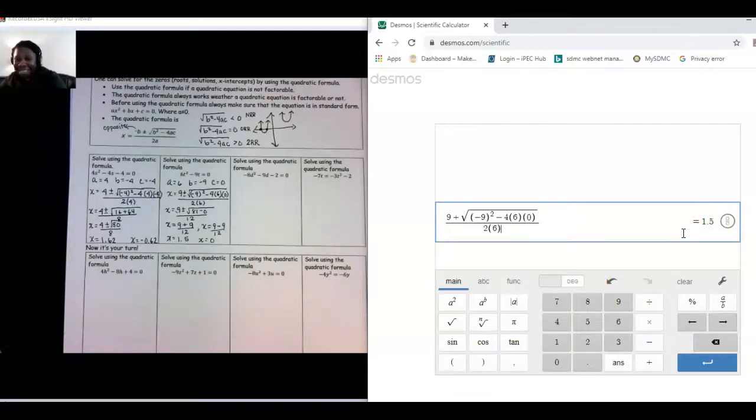So technically, you could do this as long as you know where all the numbers go, then you could do this as well. I would like you very much to know the process, and I would like you very much to be able to do this because it's going to come in handy. But if you do have a scientific calculator, you're certainly welcome to do it this way as well.